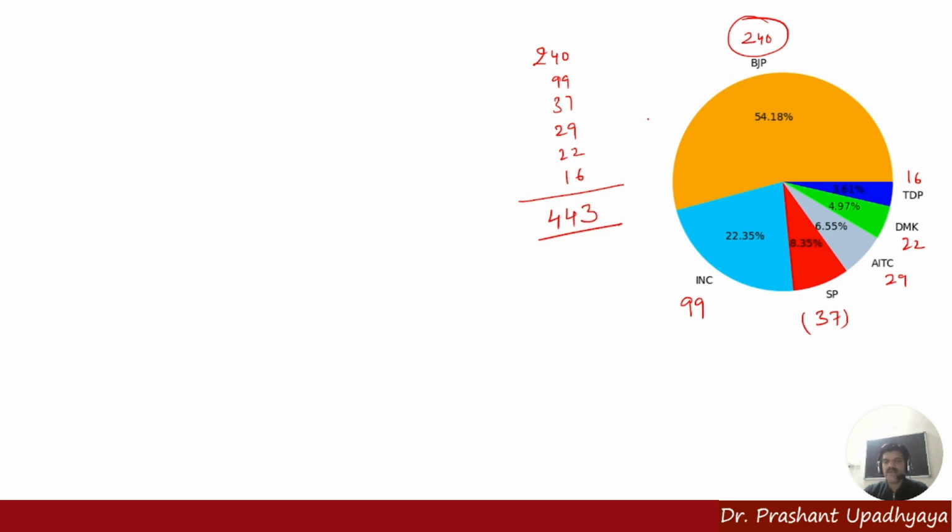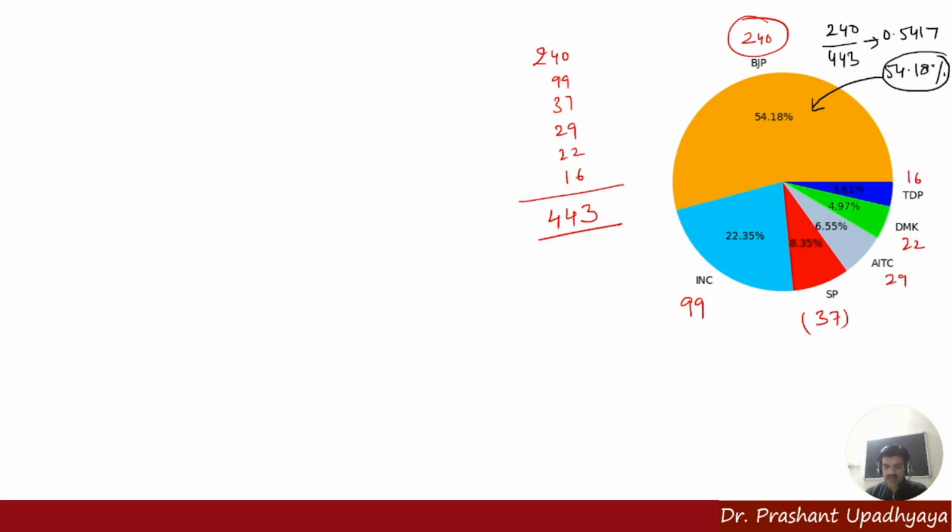443. And if I divide 240 by 443, it comes out to be 0.5417. That means we are talking about 54.18%. So this figure which you are seeing is this one.